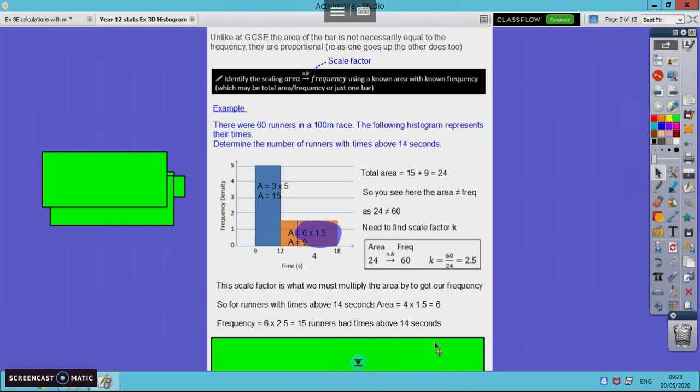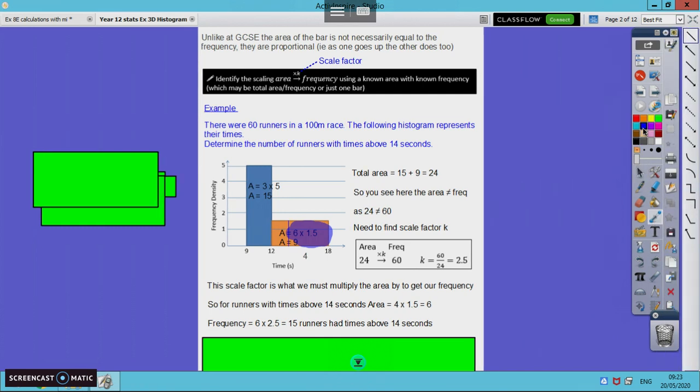Again, if I wanted to know the number of people that got less than, say, 11 seconds, I would look at this fraction of the histogram here. I would look about here, downwards, from 11 downwards. And I would think, what's the gap from 9 to 11? Well, it's 2. 2 times 5 is 10, so that's the area, but that's not the frequency. So 10 times 2.5 is 25. So 25 runners had a time that was less than 11 seconds, or from 9 to 11 seconds, really is what I should say.